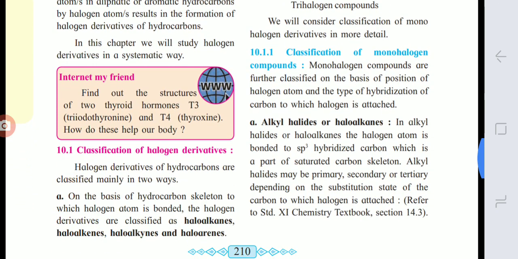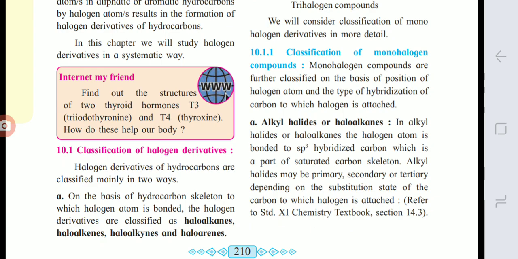You can Google the structure of thyroid hormone T3 and T4 and tell me your structure afterwards. You can send me that photo of your structure.